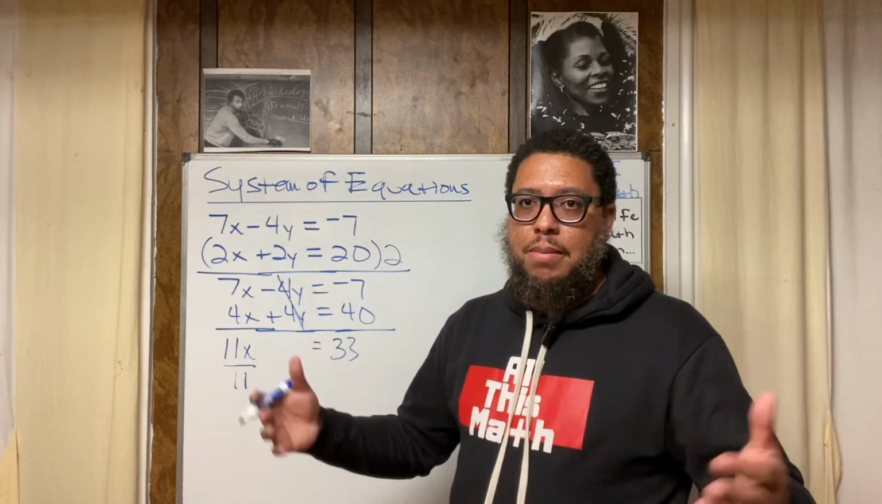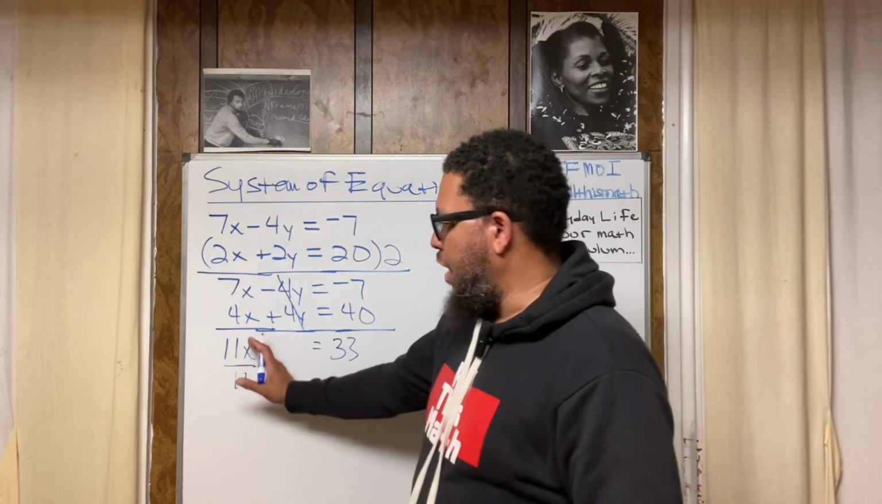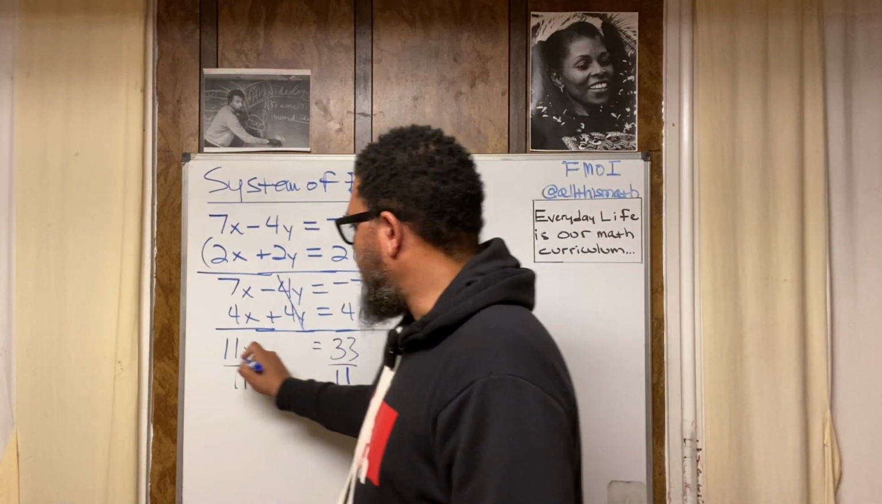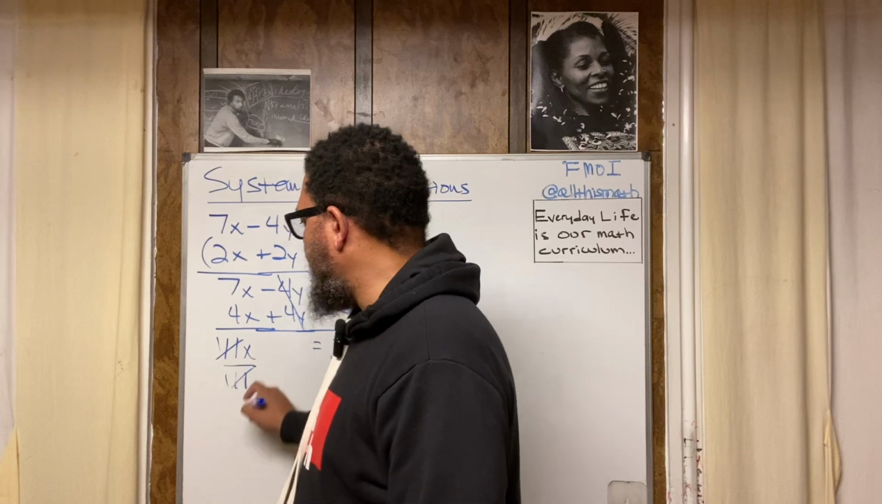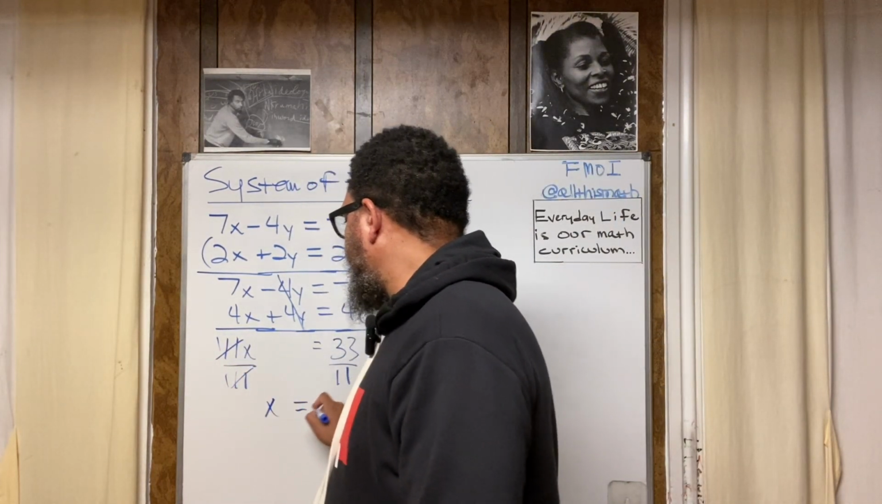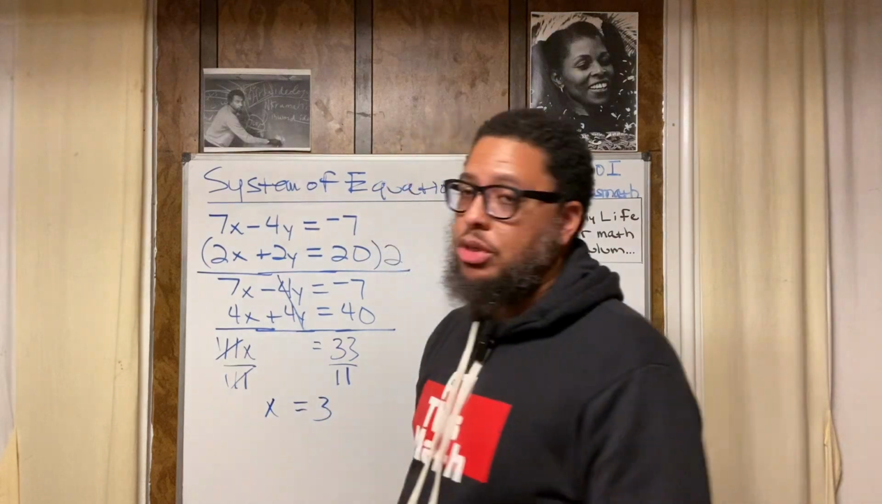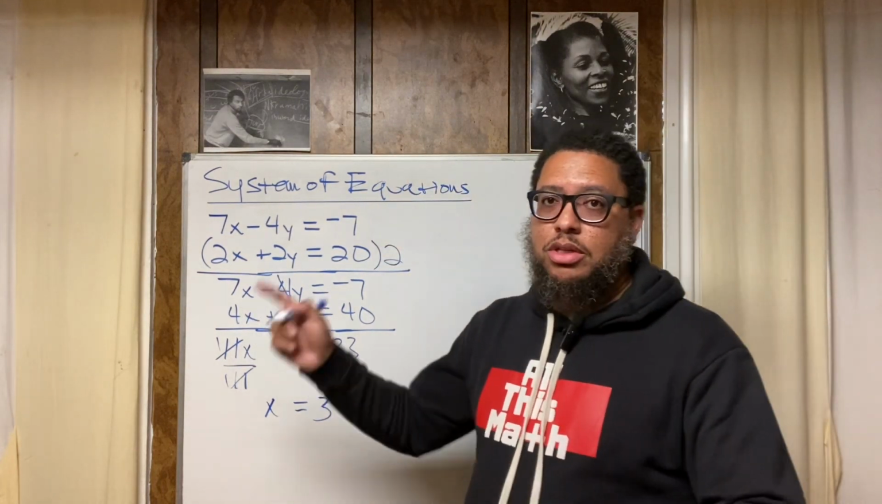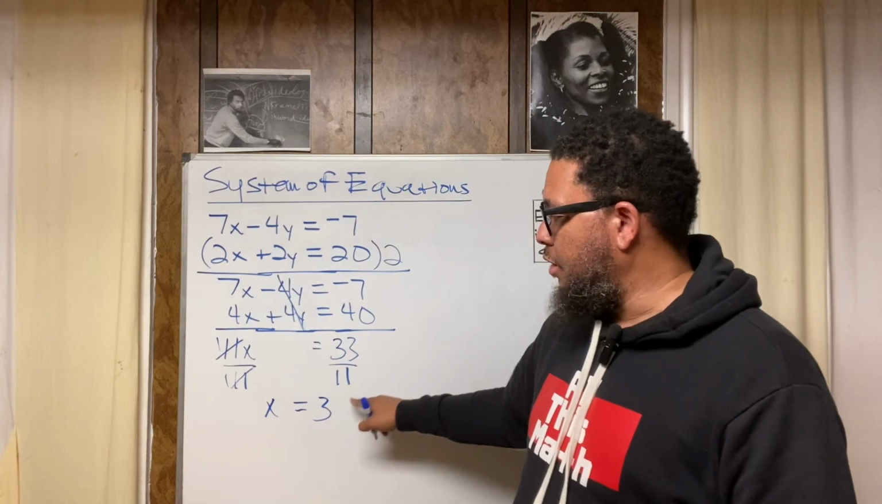Just like in ancient Kemet, Maat, right? Balance. So if I divide by 11 on the left side, I need to divide by 11 on the right side. So I have 11 divided by 11. They become ones. 1x is equal to just x. And 33 divided by 11 is 3. Make sure you know your division facts and also your multiplication facts. If you know that 11 times 3 is 33, then you should know that 33 divided by 11 is 3.